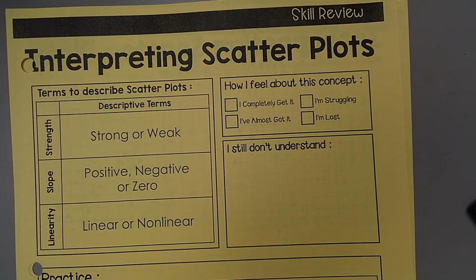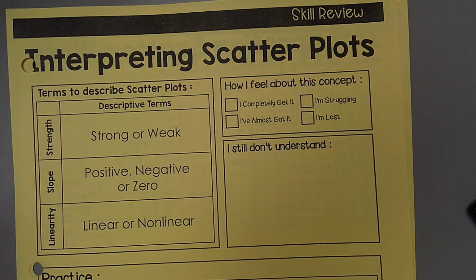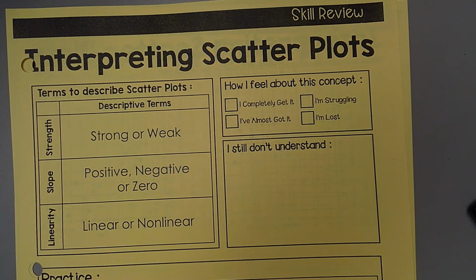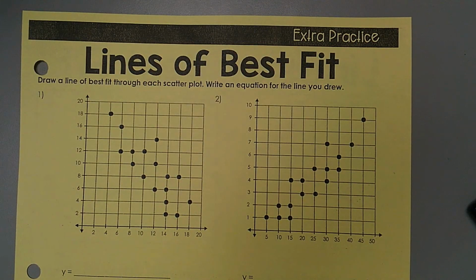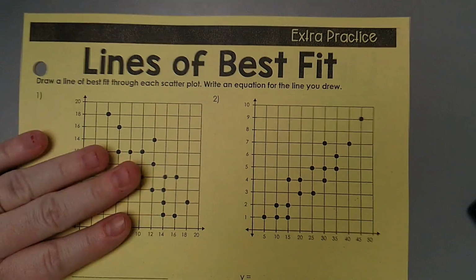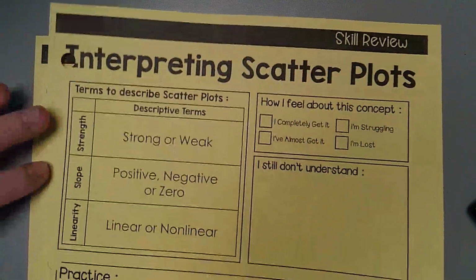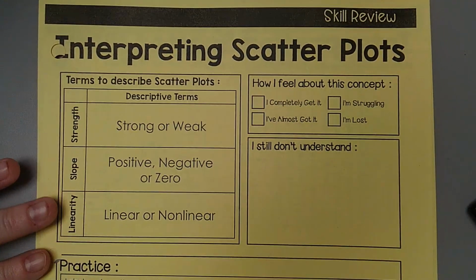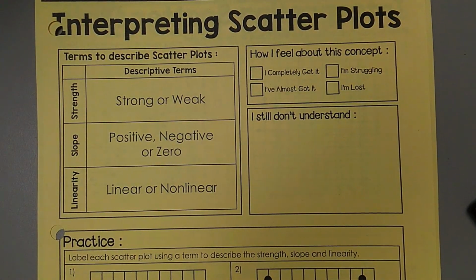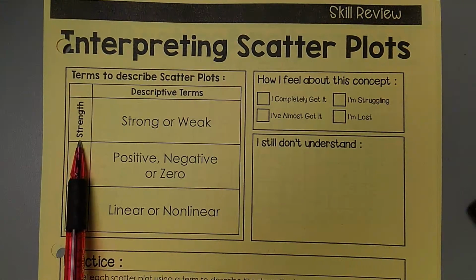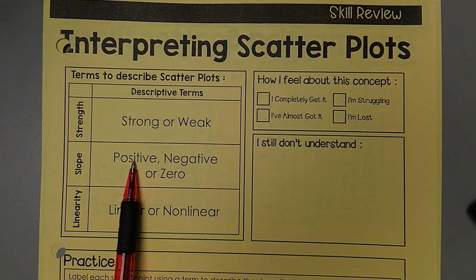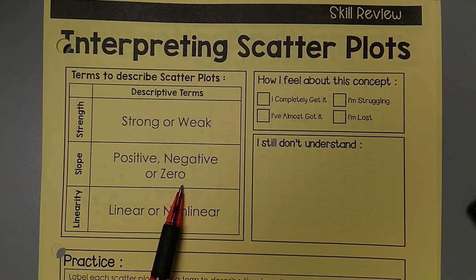So we're going to go over 2 sheets today. Interpreting scatter plots and lines of best fit. This one we've already talked about a little bit, so that one will be a quick one. There's different kinds of interpreting you can do. You can say what strength it is, so if it's strong or weak, what type of slope, positive, negative, or 0, and then linearity. So is it a linear line or non-linear?